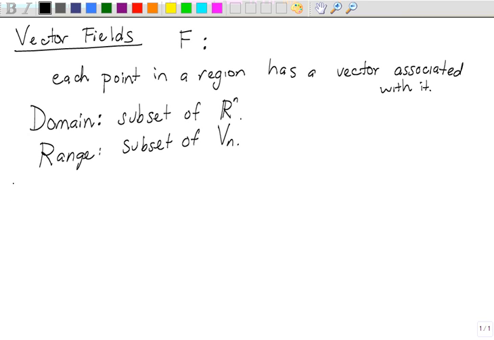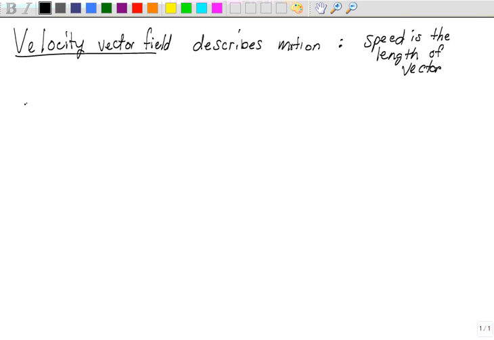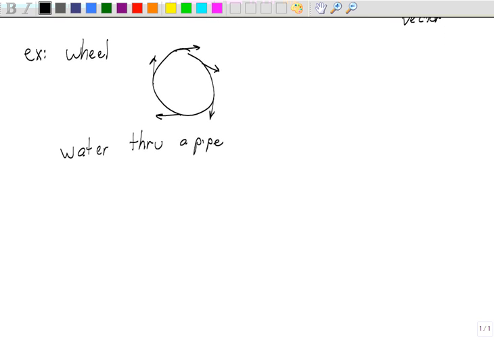So a velocity vector field describes motion, and the speed is the length of the arrow or the length of the vector. If you think about a wheel, for an example, a turning wheel, you have vectors from each point associated with it as the wheel spins and turns to the right or clockwise. Or water through a pipe, motion. Or blood through an artery, any kind of motion you can represent as vectors.